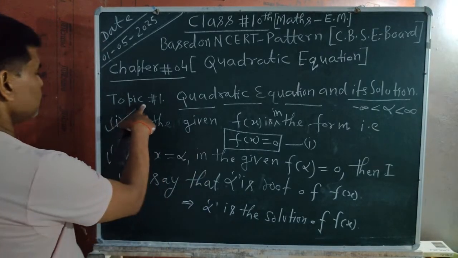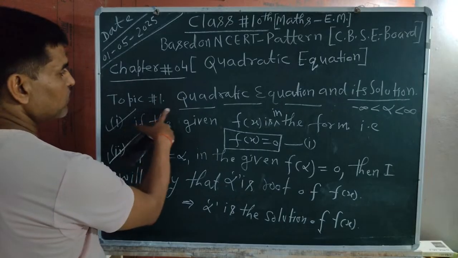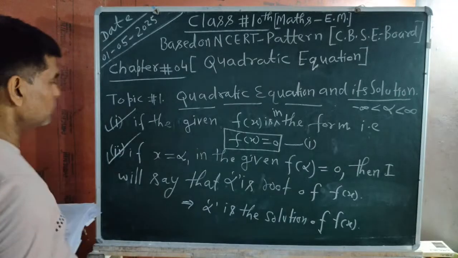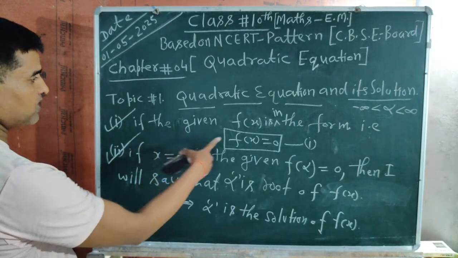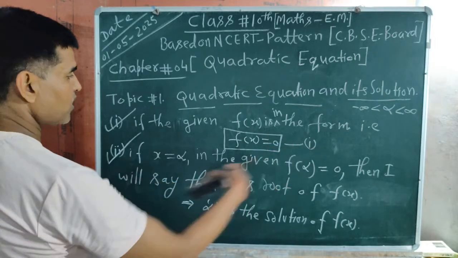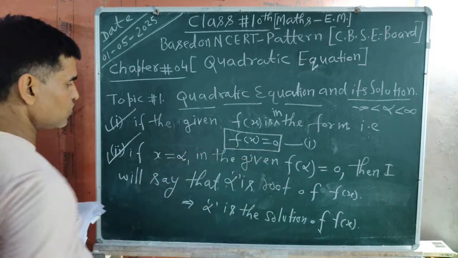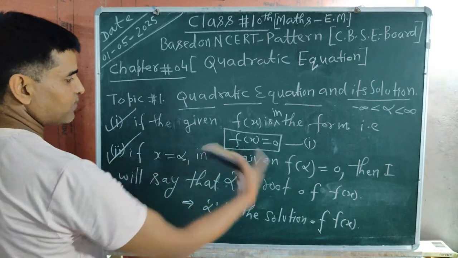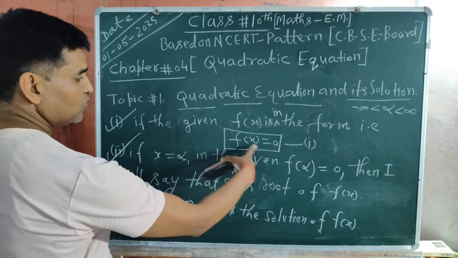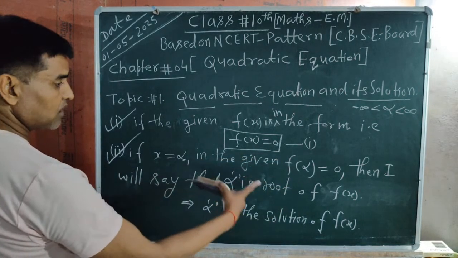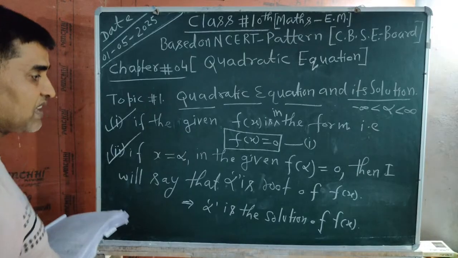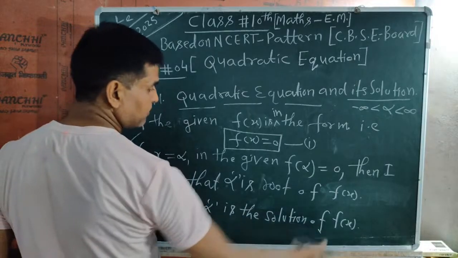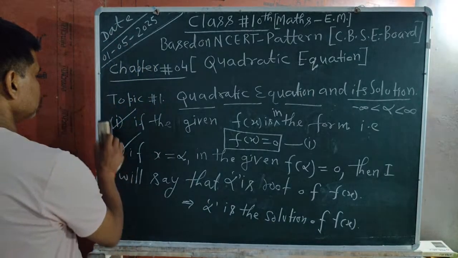So you properly note in your notebook topic number 1, whose name is quadratic equation and its solution. Okay, student, and also write properly f of x given in this form, and f of x equal to 0. We put the value of alpha in the place of x, and after that we calculate, and that value will be 0. It means that alpha is the root of that function, or in other words, alpha is the solution of that equation. That equation is that quadratic equation.